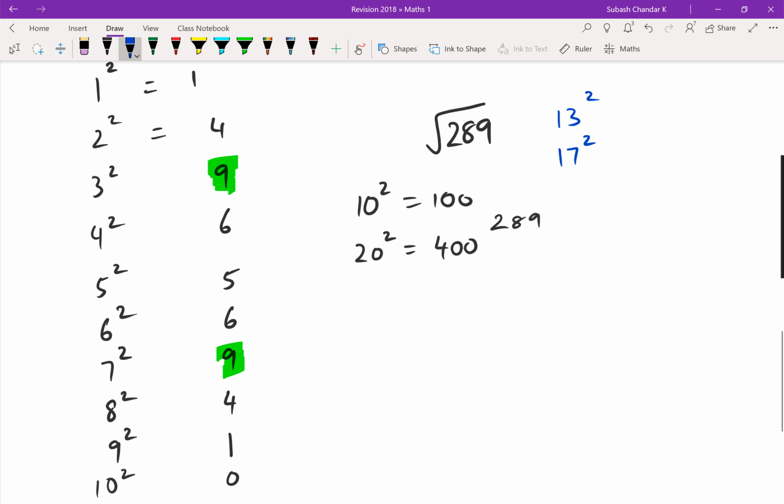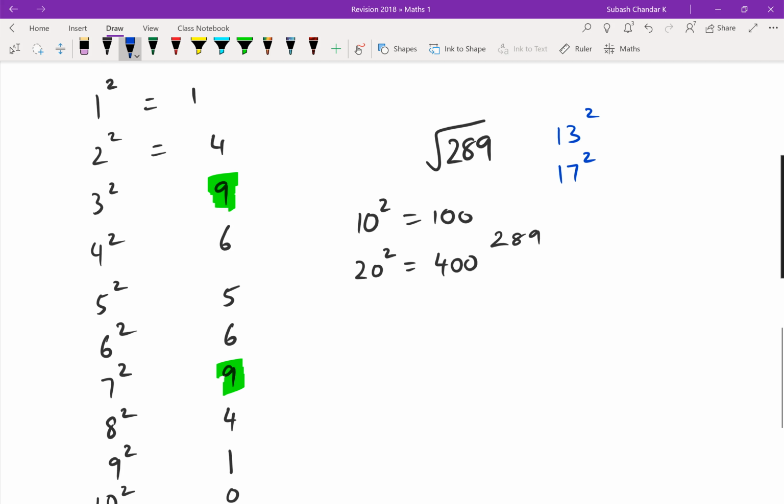You get it? And then you just go, well, is 289 closer towards 400 or closer towards 100? 289 is closer to 400, isn't it? The middle of 100 and 400 is 250, because that's the halfway point. This is actually more than the halfway point. So that's how I know that 289 is going to be 17 squared. A really cheap little way to remember square numbers.